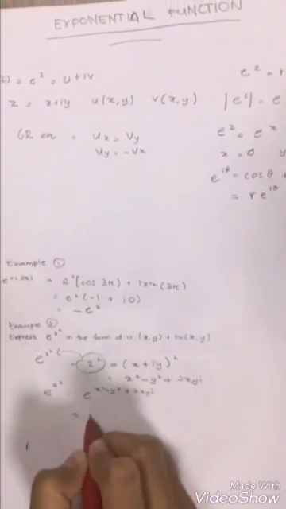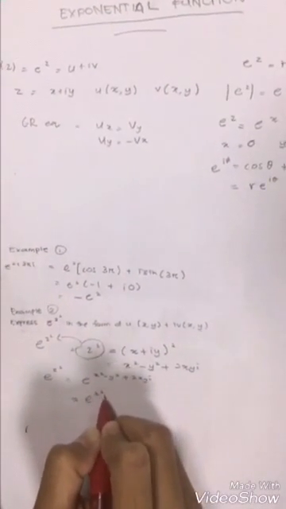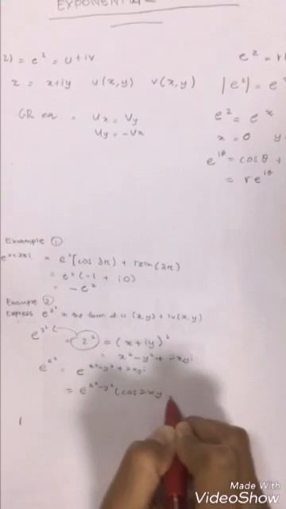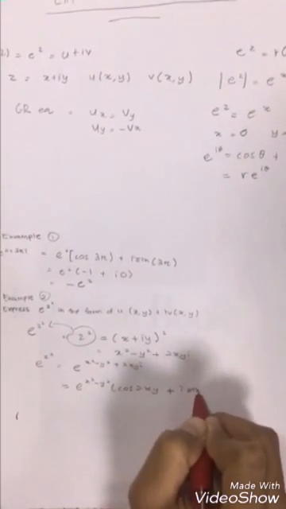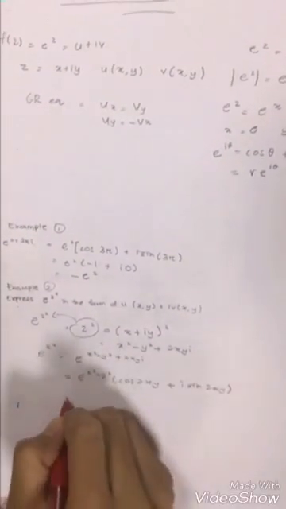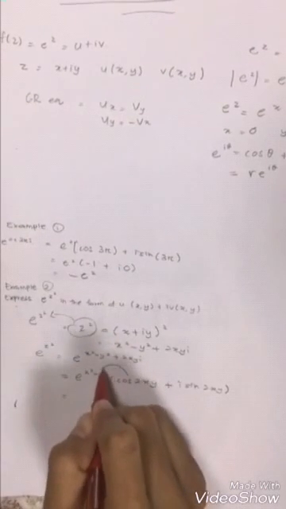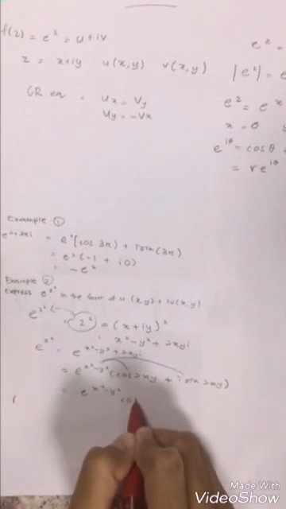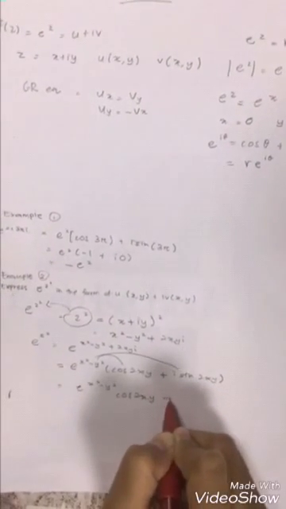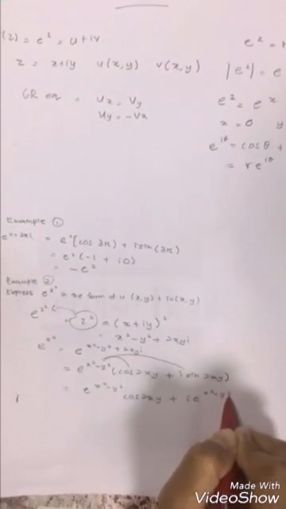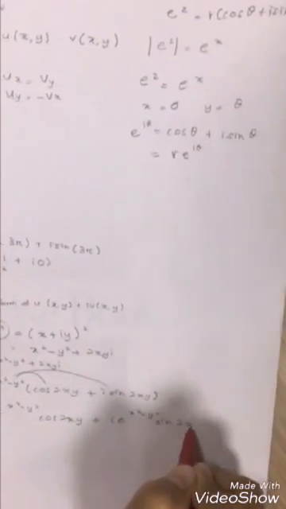and we can get it like this: cos 2xy plus i sin 2xy. So we expand it right here, so it becomes like this: e^(x squared minus y squared) cos 2xy, and e^(x squared minus y squared) sin 2xy. Okay, that's all. Thank you.